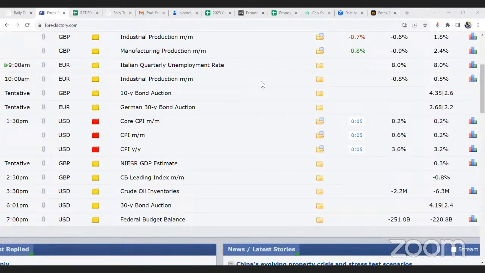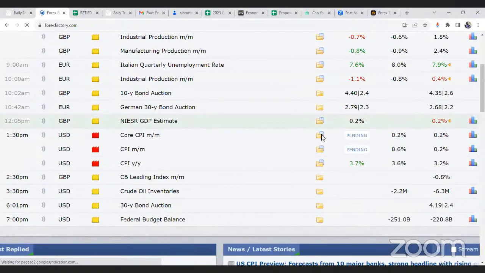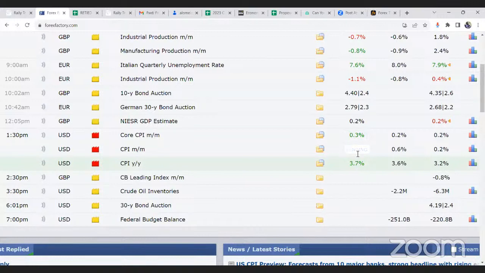You're trading dollar pairs. Okay, 3, 2, 1, pending. Okay, so it came out higher. The dollar is likely going to gain strength. It's coming out higher, guys. Dollar is going to gain strength. Okay, so we are buying the dollar.